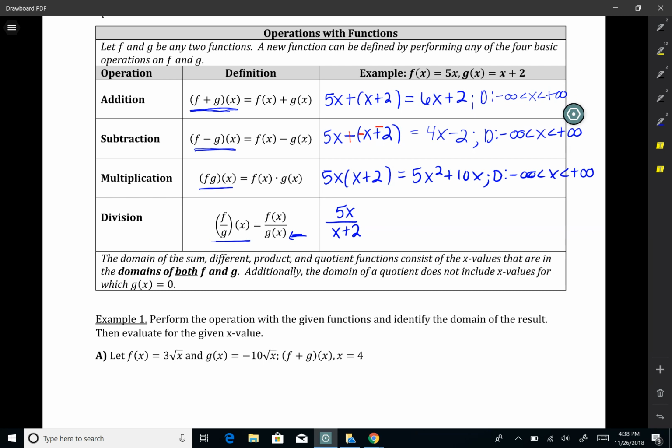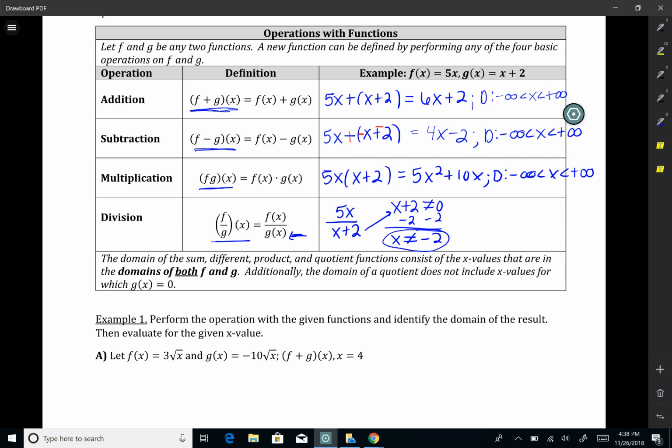But remember, we cannot have any x values that would make the denominator equal 0. So our domain is not going to be all real numbers anymore. We know x plus 2 cannot equal 0. So solving for x, that means x cannot equal negative 2. And that would be my domain for this one.